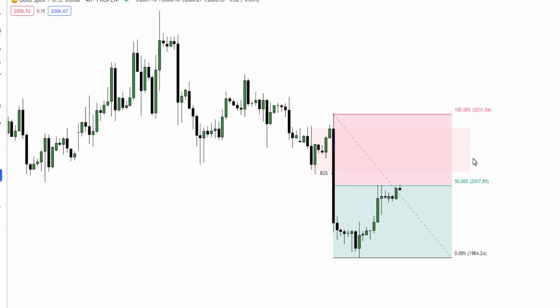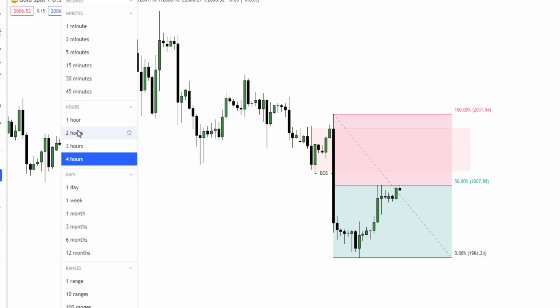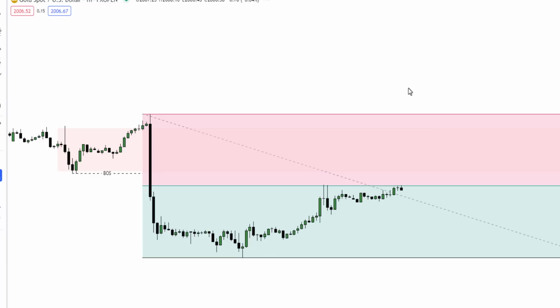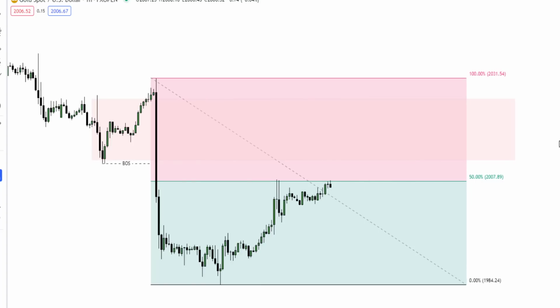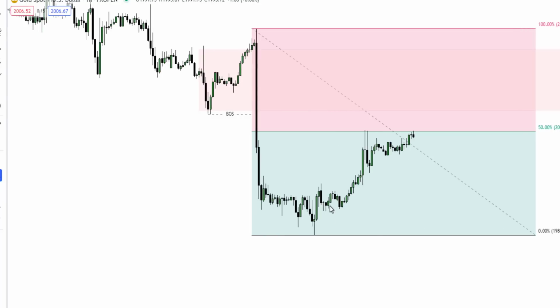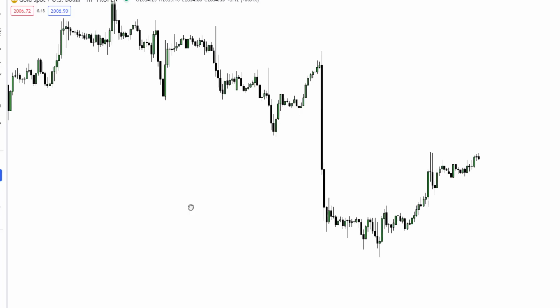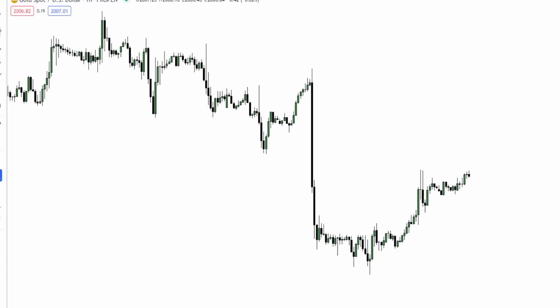So what do you do next? You go to the 1 hour. Now you're coming to the territory of aggressive traders. So aggressive traders will say, okay, now we want to start buying, but price, please show us reason to buy, because all the other higher time frames have told us that price wants to balance this liquidity void.